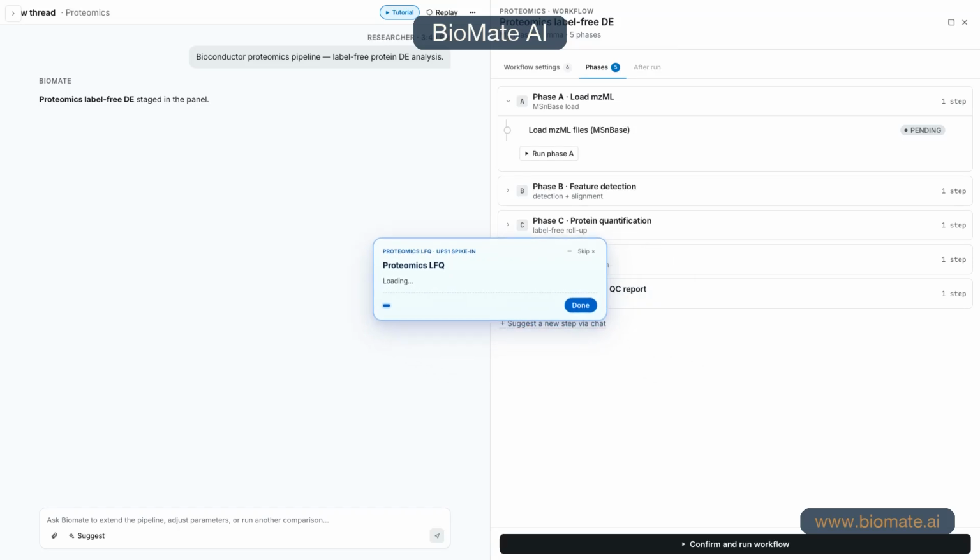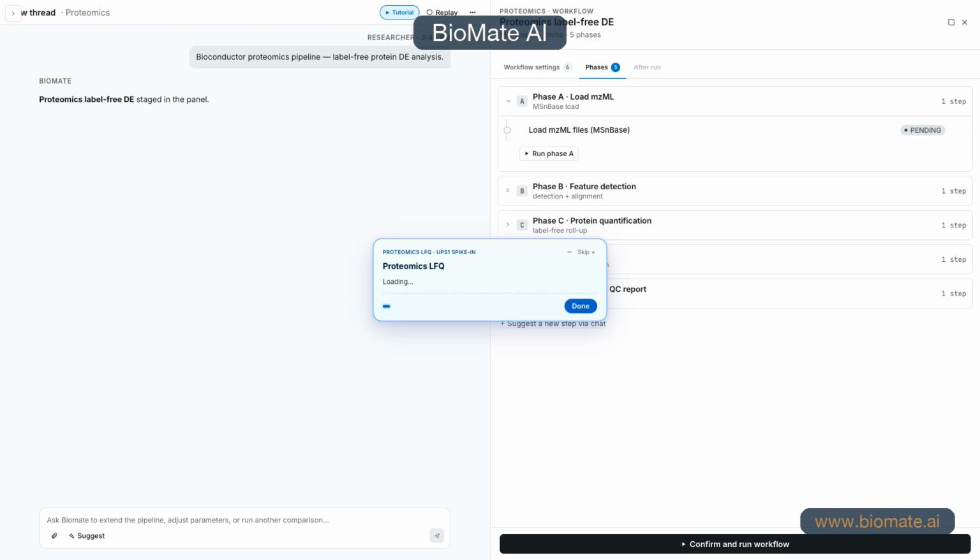The proteomics tutorial: label-free quantification, then differential expression. On a spike-in design that gives us both known positives and known negatives, so we can score recall and the false positive rate. BioMate routes to the Proteomics DE chain, MSnBase for label-free quantification, then limma for the differential test.